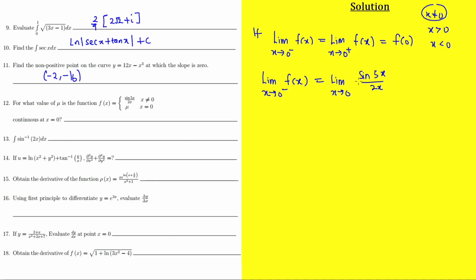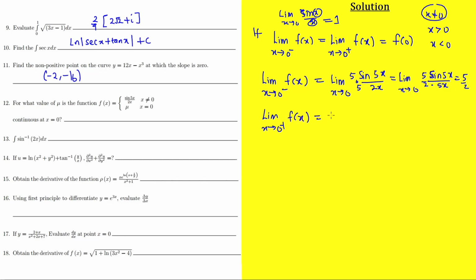Now, I can actually manipulate this. I can have this be the limit as x tends to 0 of 5x sine 5x, all divided by, if I multiply the numerator by 5 and I also multiply the denominator by 5, 5 over 2 multiplied by 5x. I just want to have something like the limit as x tends to 0 of sine x over x. So the argument I have here must also be the argument I have here. You know that the limit of sine x over x as x tends to 0 gives us 1. So that means this is 5 over 2.